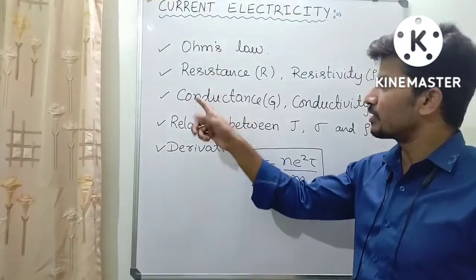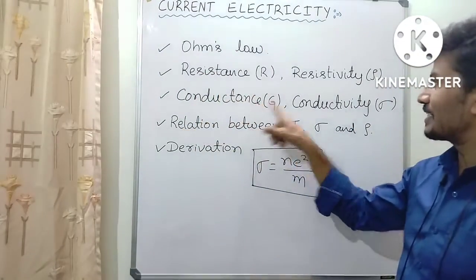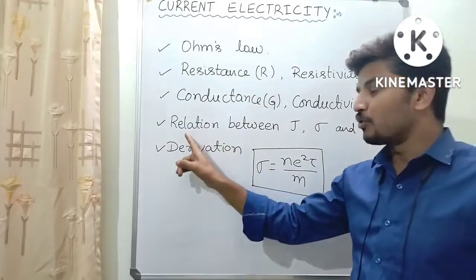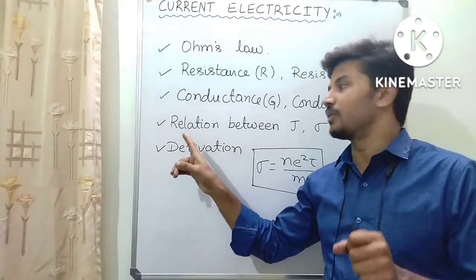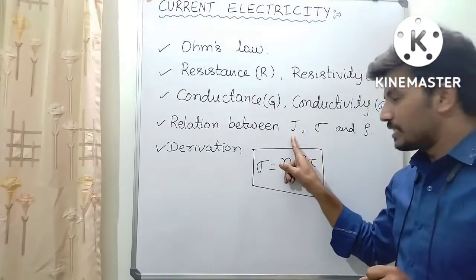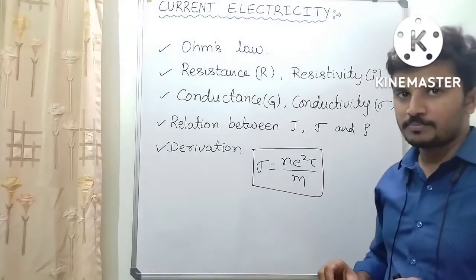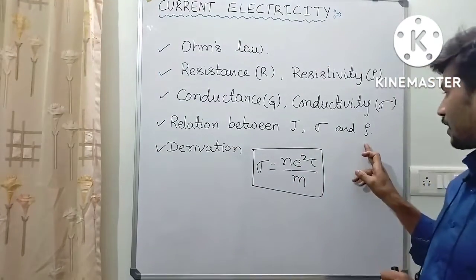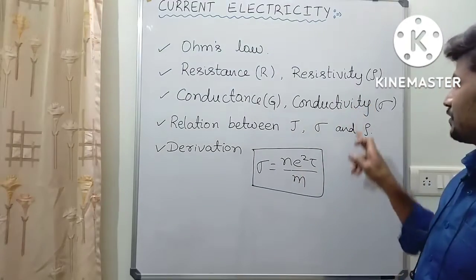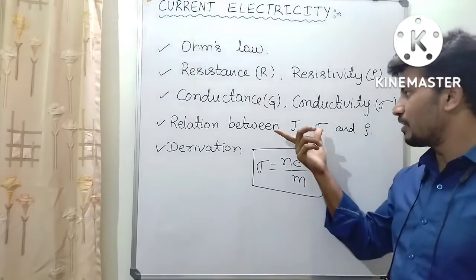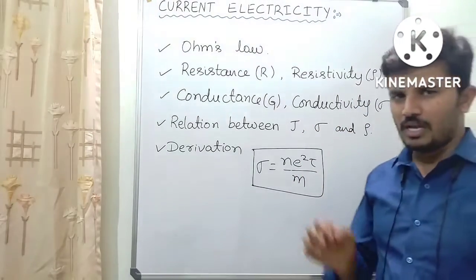Secondly, thirdly, conductance and conductivity, and then I am going to derive a relation between J called current density, sigma conductivity, rho it is resistivity. So I am going to derive the relation between these three parameters.